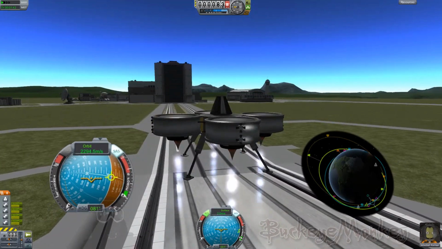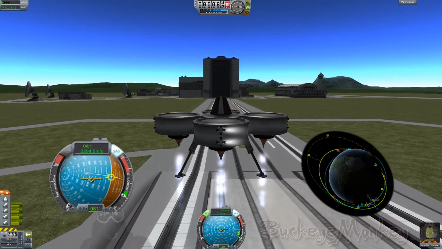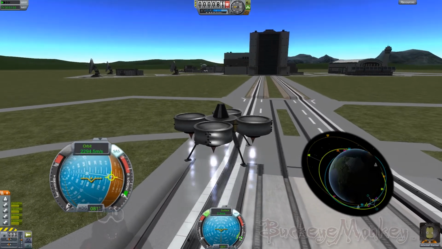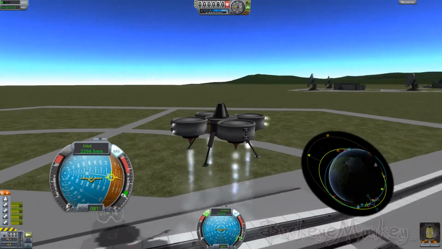This series is kind of intended for the beginner, but not the total noob. Maybe you understand some of the controls, you can get to orbit, but you don't necessarily understand the maneuver nodes, and you're having trouble getting to the moon or some other planets.